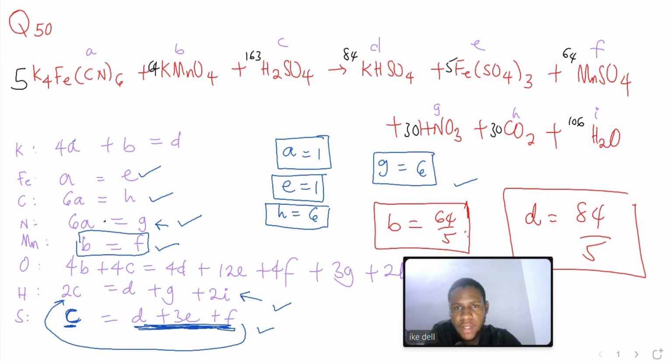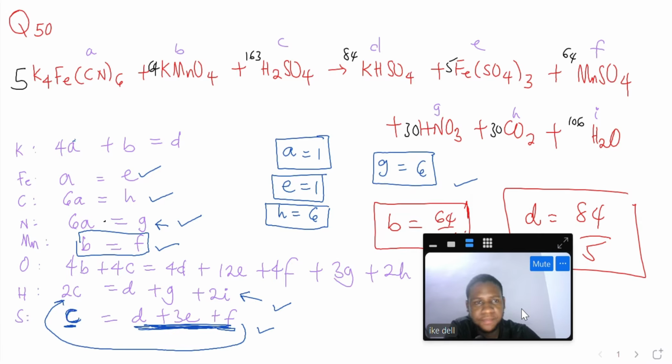So let me just ensure that everything is looking nice. So yep. Oxygen and hydrogen. 2C equals D and G and 2I. Okay, that's good. Right, so now it's time to check. Are you ready to check? Let's start from our potassium.